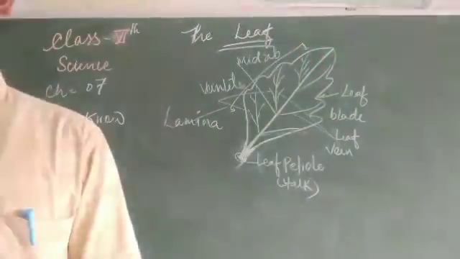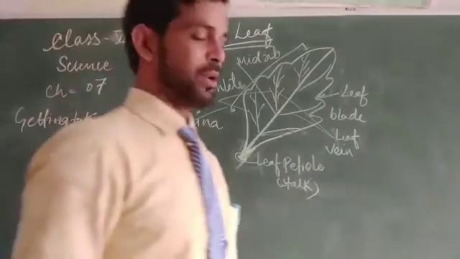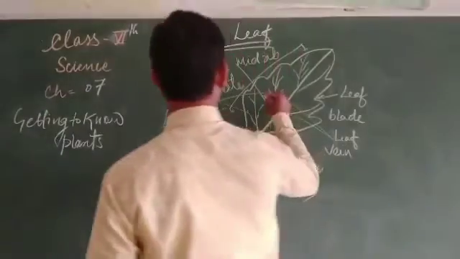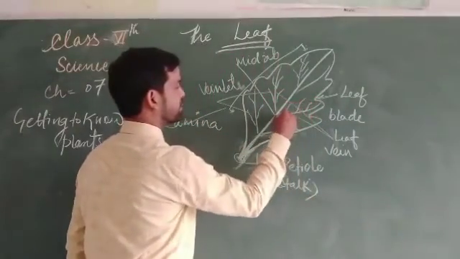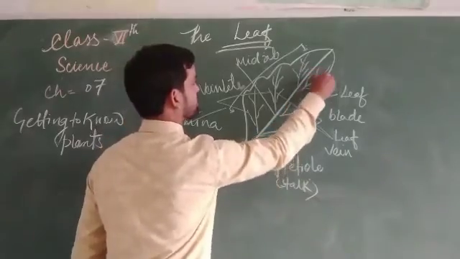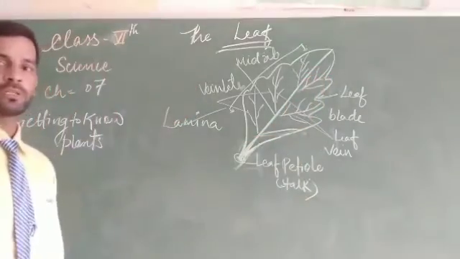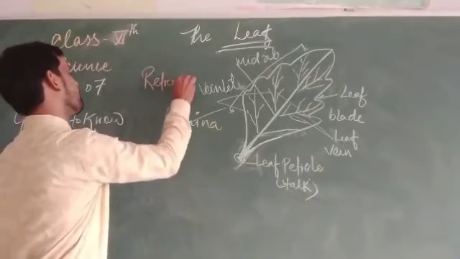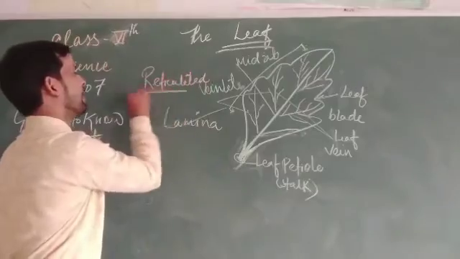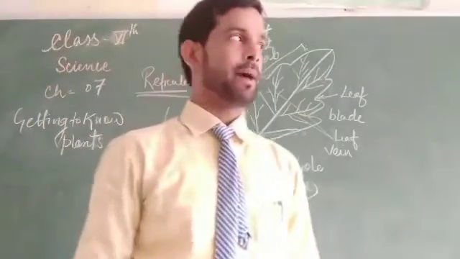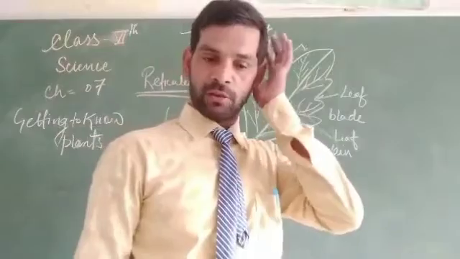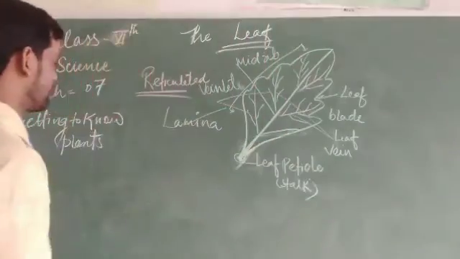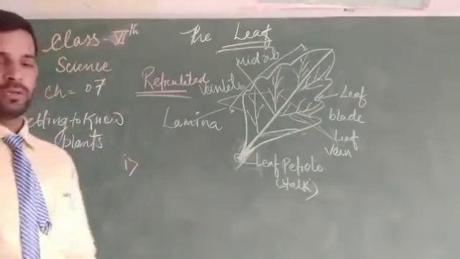Here we can discuss some of the other parts. It is a reticulated leaf. How do we know? This is because there is a net-like structure, so it is a type of reticulated leaf. We will discuss the reticulated and parallel types later. The first thing we have to discuss is what the leaf actually is, and on that basis it has to be written.